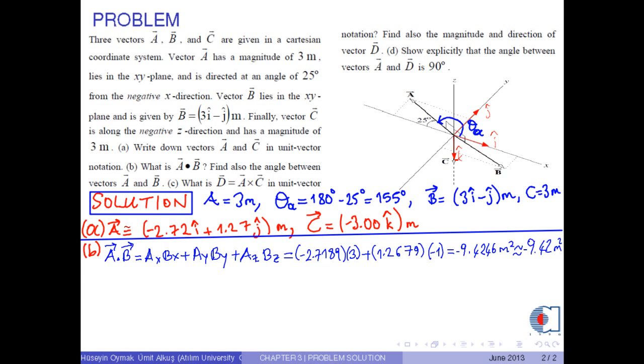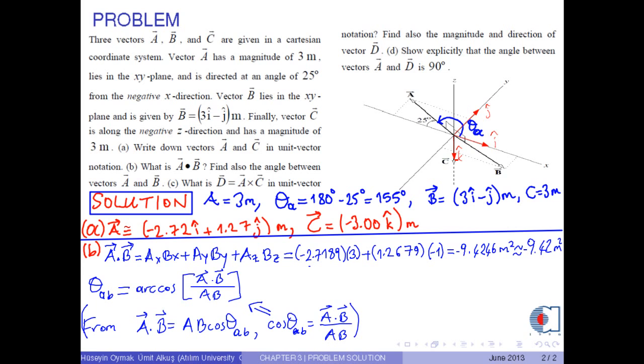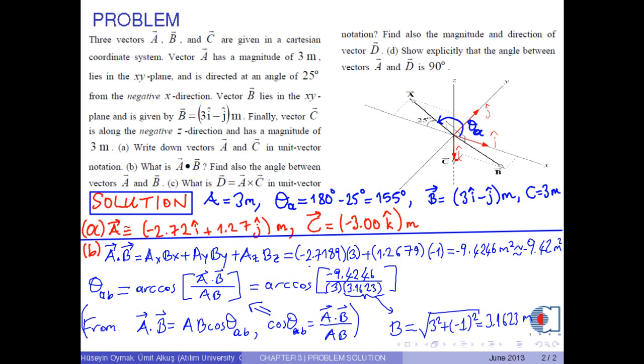Next, we find the angle between vectors A and B. Let's denote it by theta AB. It is calculated by the formula arc cosine of A dot B over A times B. Now we substitute the corresponding numerical values into this formula by calculating the magnitude of B as 3.1623 meters. As a result, the angle between vectors A and B is found to be approximately 173 degrees. Okay, that's all about part B.